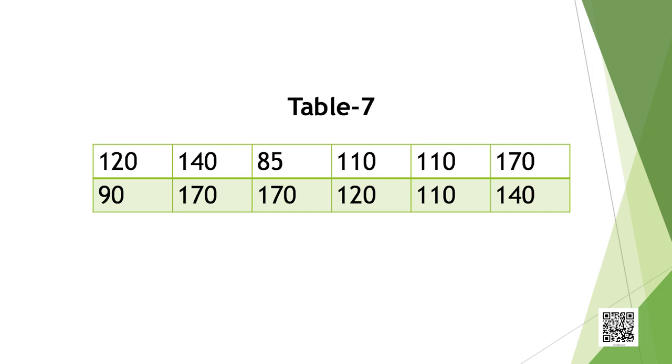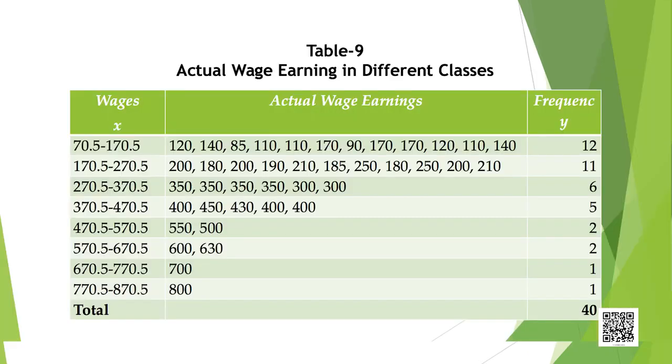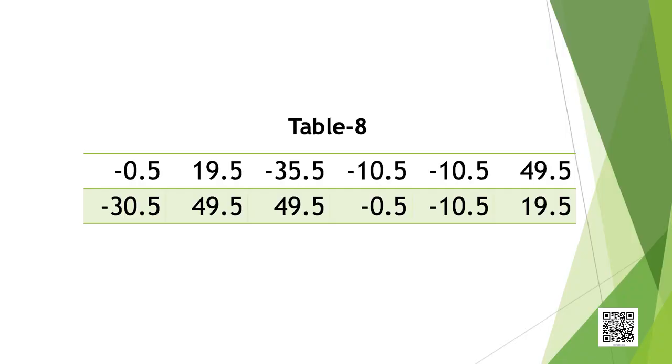Now, look at table 9 shown on the screen. Here, the actual values, that is wage earnings, in different classes are given. Thus, we should note that the total error of grouping in any class will be small if the values are uniformly distributed within the class and the class interval is not too large. In that case, the positive and negative errors will tend to cancel out.